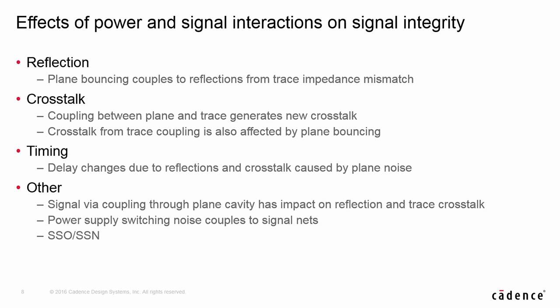Now the question is, how do we make the sign-off flow valid again by identifying power noise-introduced problems? First, we need to understand that power noise couples to the signals and will change all classic SI problems, such as reflection, crosstalk, and timing. Then, of course, SSN and power supply switching are typical.